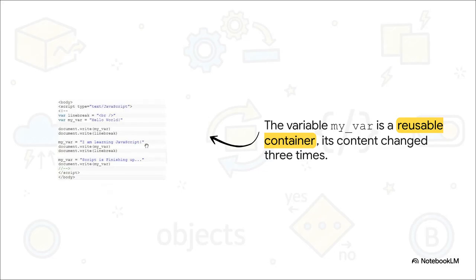And this is what makes variables so powerful. Just look at this code. We have one single box, one variable, called myvar. First, we put hello world in it. Then we take that out and put I am learning JavaScript inside instead. We can change what's inside that box as many times as we want. That ability to reuse and change things is what makes code so flexible and dynamic.